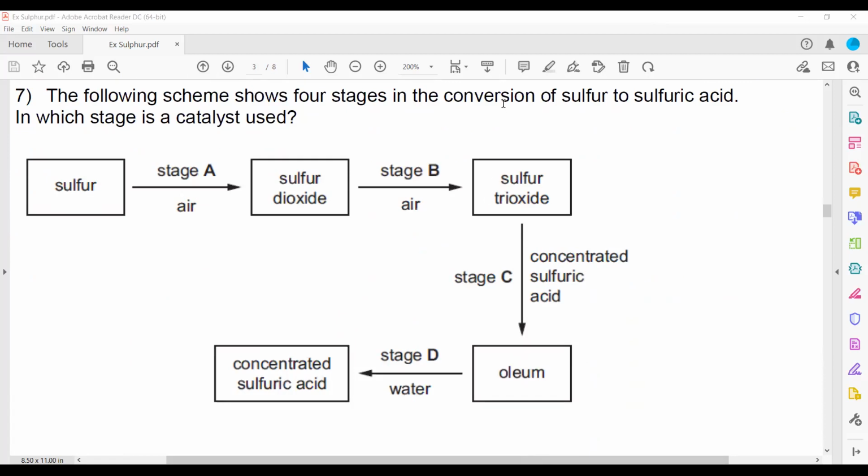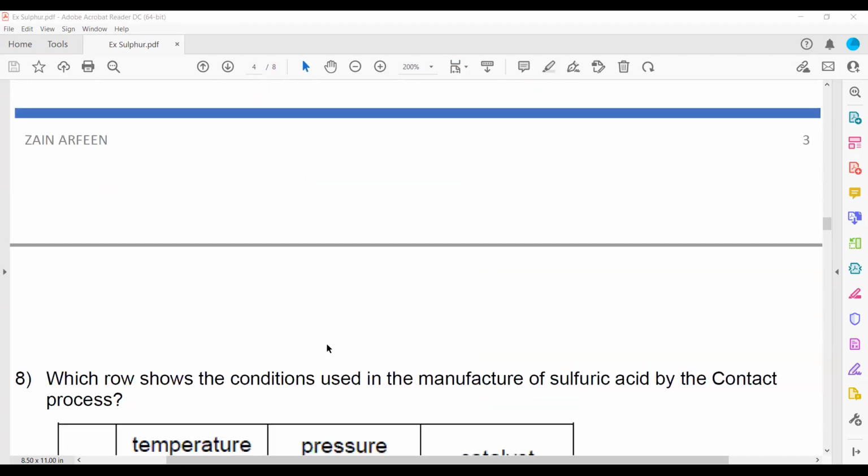The following scheme shows 4 stages in the conversion to sulfuric acid. In which stage is the catalyst used? First, sulfur is burned in air to produce sulfur dioxide. Sulfur dioxide reacts with more oxygen to give sulfur trioxide. So here we use a catalyst. When sulfur dioxide is converted into sulfur trioxide, the reaction is reversible. We use a catalyst to speed up the reaction. And what catalyst is used? The catalyst used here is vanadium pentoxide.